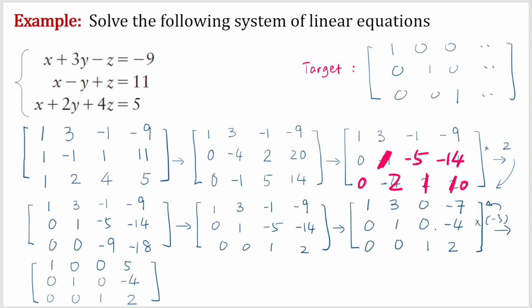And therefore, this is already our target, right? 1, 0, 0, 0, 1, 0, 0, 0, 1. That corresponds to x, y, and z, right? Therefore, we have the solution. X is 5, y is negative 4, and z is 2, right? You follow me?